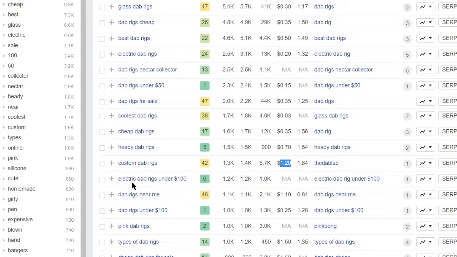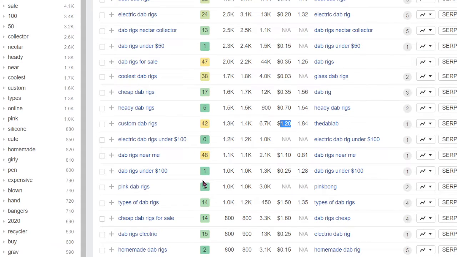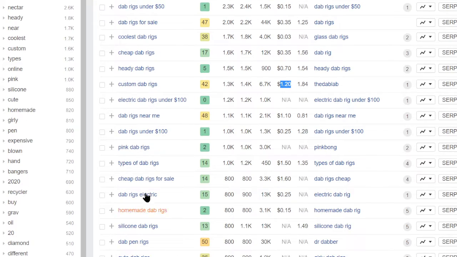This one looks like electric dab rings under $100. Zero. How specific is that? The keyword difficulty zero means this tool is saying that there is absolutely no difficulty for it. Okay, the tool is not a god. You have to use your brains when you pick up the keywords, but I'm just pointing out some interesting keywords.